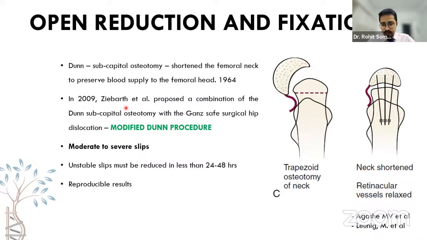In 2009, Ziebarth et al. proposed a combination of Dunn subcapital osteotomy along with Ganz's safe surgical dislocation of the hip, which came around in 2007. This came to be known as the modified Dunn procedure. It was very well indicated in moderate to severe slips. Unstable slips must be reduced in less than 24 to 48 hours. Dr. Mandar sir and Sandeep Vaidya sir did a study around 4 years back where they proved that these results could be reproduced even in the Indian population. I think till date it is one of the largest studies in the Indian population.